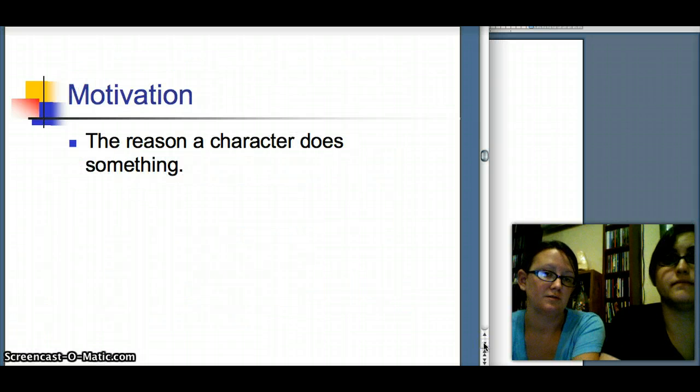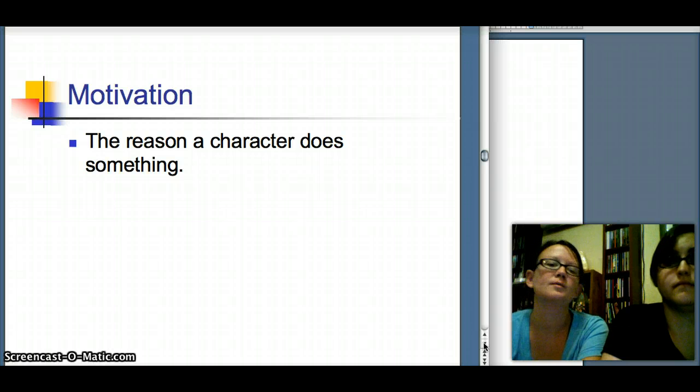Now we have motivation. Motivation is the reason a character does something. We didn't include a blurb on this because motivation doesn't just come in a sentence or two. Think about Twilight. We've all seen or know about Twilight. So when Edward leaves Bella, his motivation was that he wanted to protect her. He thought she was better off without him. And the motivation, while we knew it, Bella didn't. So just because you know what's going on with the other characters doesn't mean the other characters know.